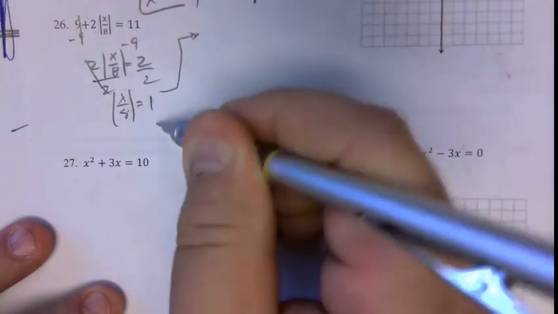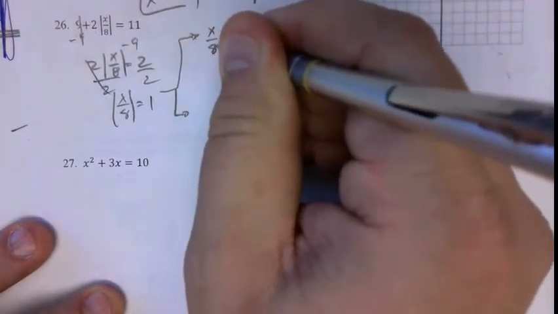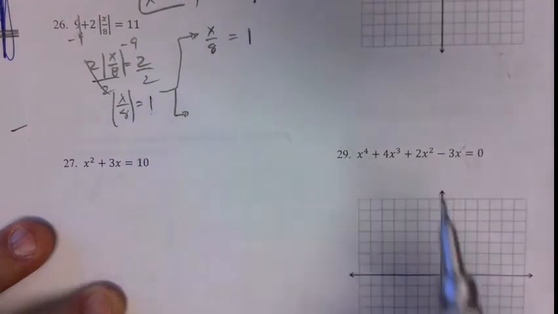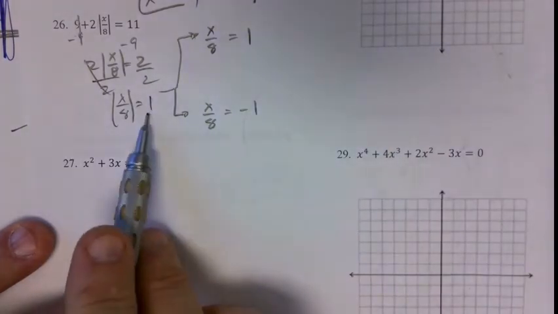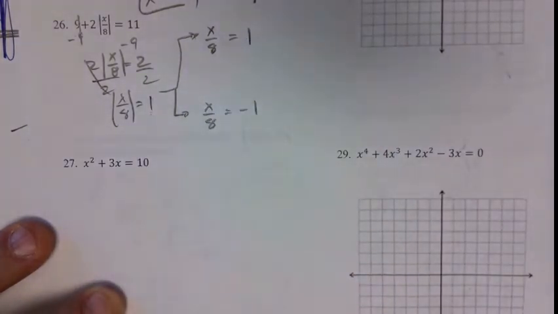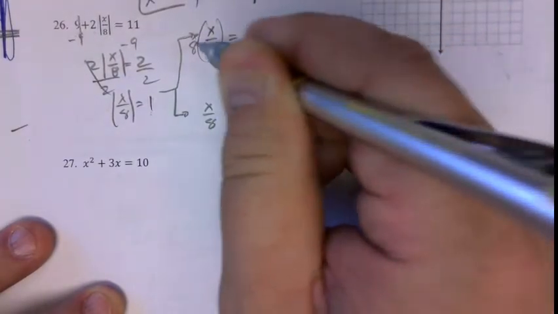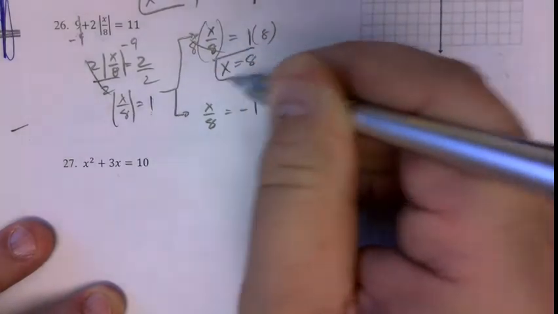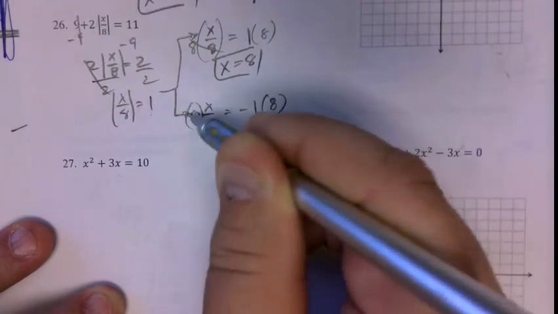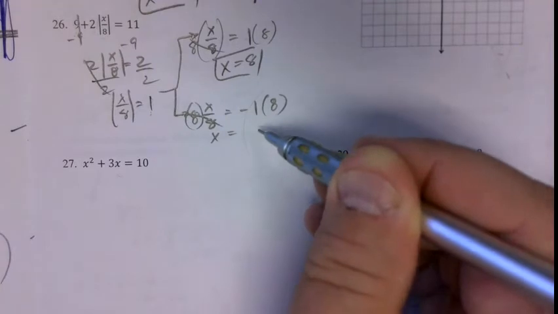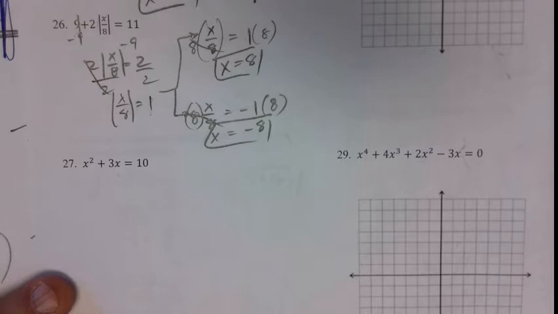Now, remember, with absolute values, you made two different equations. You took the stuff in the absolute value and set it equal to a positive number here. And you took the stuff in the absolute value and set it equal to a negative number. So it set it equal to 1 and -1. To solve this, I'm going to multiply by 8. And I get x equals 1 times 8 is 8. Here, I multiply by 8 to get rid of it. And I get x equals -8. There's my two answers. Okay, so let's go back to decimals.